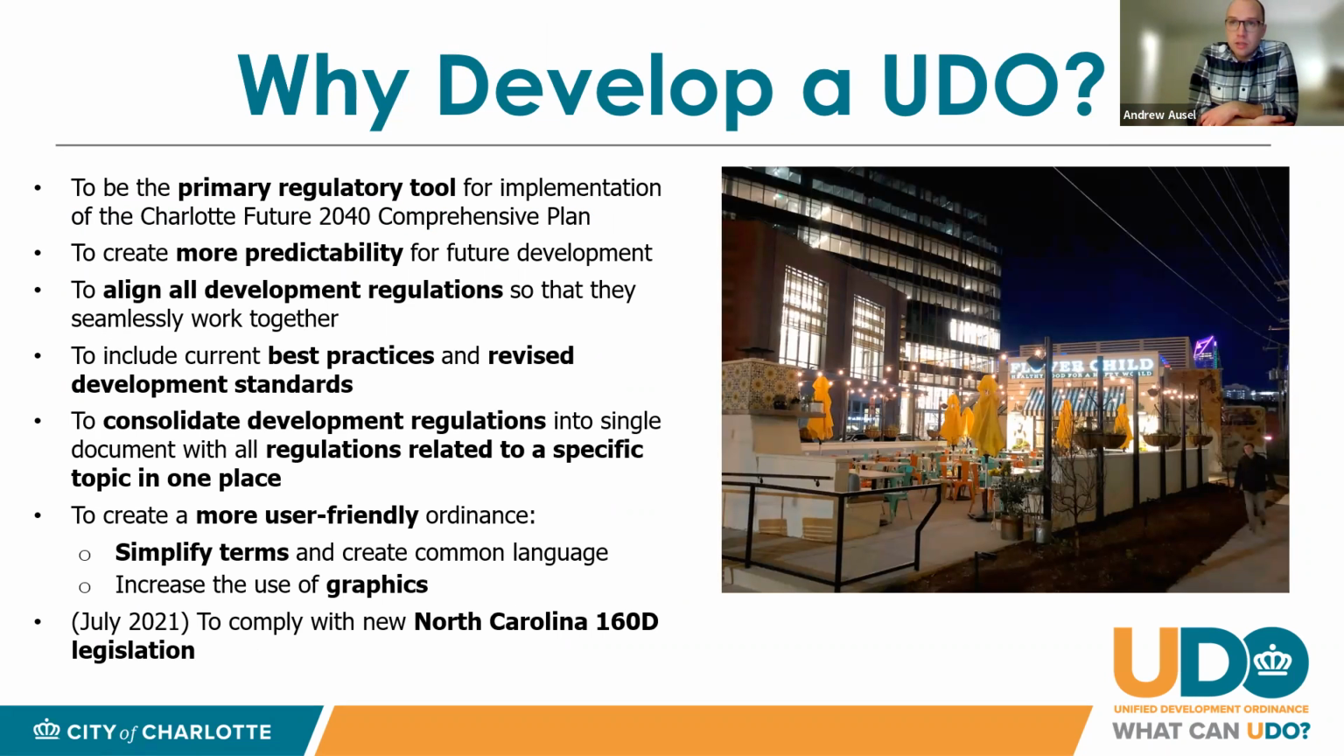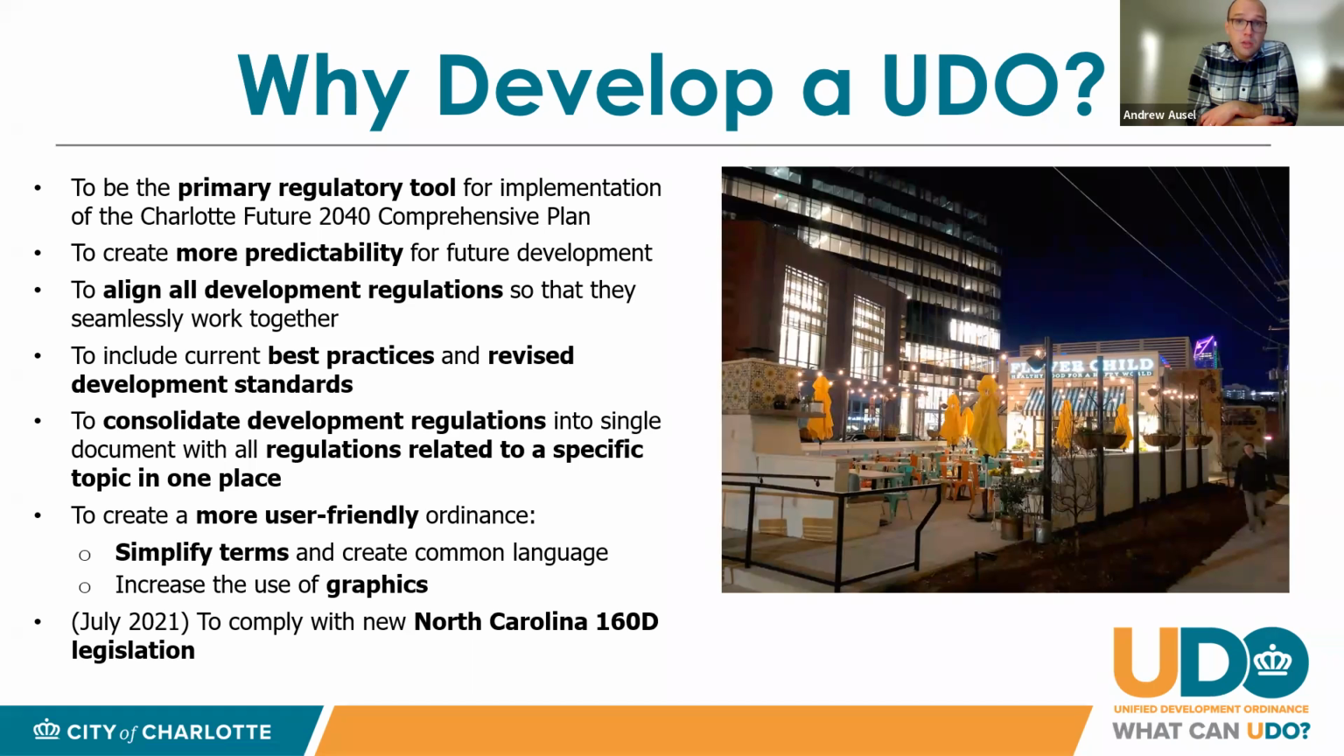If you've been to one of these conversations before, you've seen this slide a dozen times, but it's always good to take a step back and answer the question of why we are doing a UDO, or Unified Development Ordinance. The main reason is that we are creating the primary regulatory tool for the Charlotte Future 2040 Comprehensive Plan. The comprehensive plan is the vision. It sets out key policies and guiding statements about where we want to go as a city. And the UDO sets regulations which are required of developers or real estate professionals who are developing land in Charlotte.